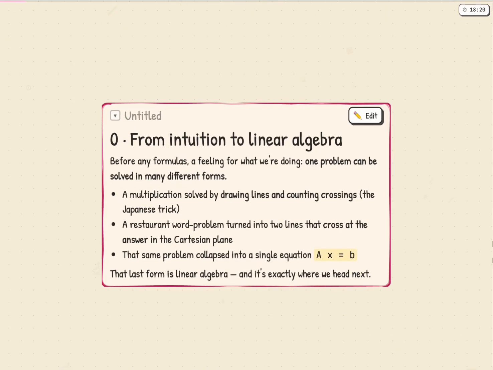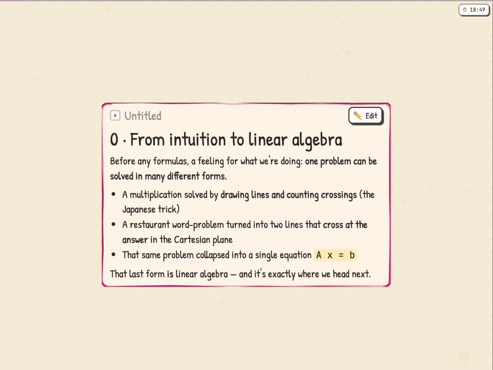The same problem can be written in many different shapes, and choosing the right shape is what makes a hard problem easy. I'll show you 3 phases of this. First, a multiplication you can solve just by drawing lines and counting. Then a word problem about a restaurant that will turn into 2 lines crossing on a graph. And finally, that very same problem collapsed into a single compact equation, which turns out to be linear algebra. Let's start with the lines.